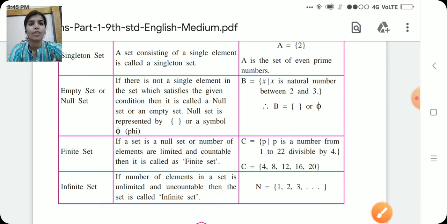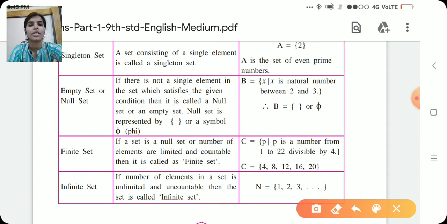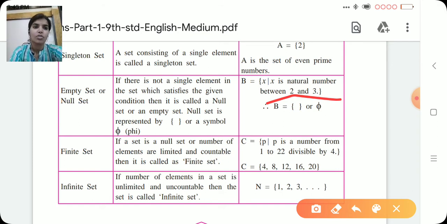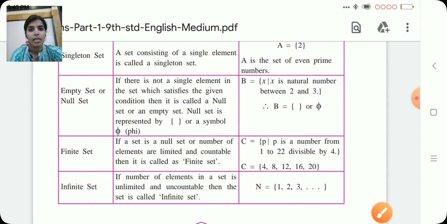So we are taking one example here. P is the set of all x such that x is a natural number between 2 and 3. There is no natural number between 2 and 3 because 2 and 3 are consecutive natural numbers. So our set is empty or null. You can represent it by phi also. So you understand the empty set.